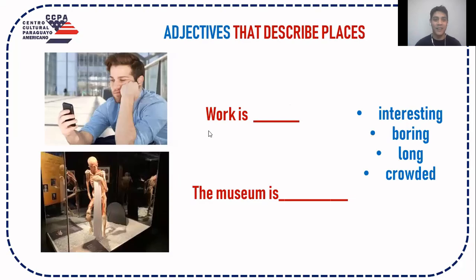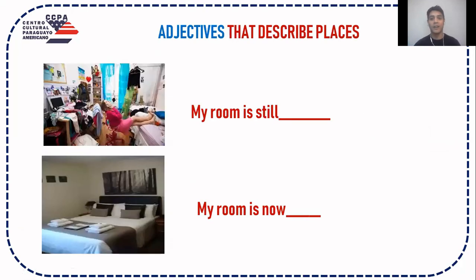All right, so let's go to the next pictures. So we have, this is work. So work is interesting, boring, long, or crowded. Very good. Work is boring, right? So work is boring. So the opposite of boring is, the museum is, if something is very, very entertaining, or you are very focused on something, it's interesting. So boring and interesting are the opposites, okay, from one another.